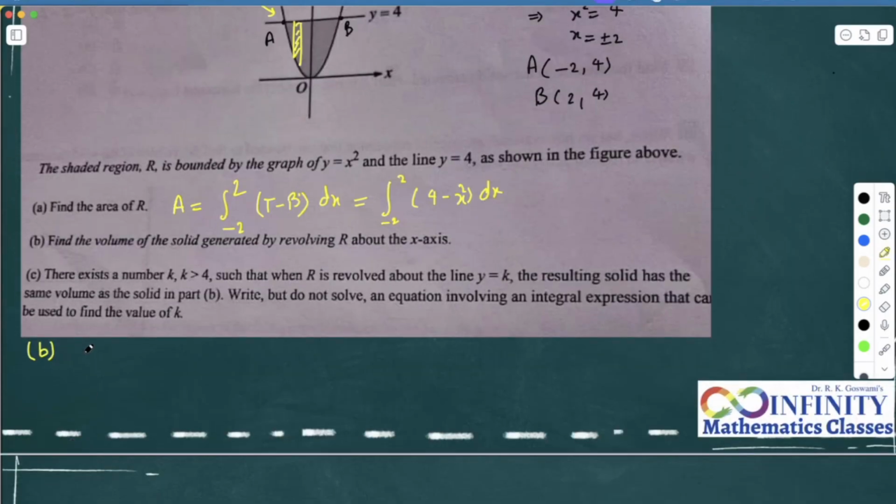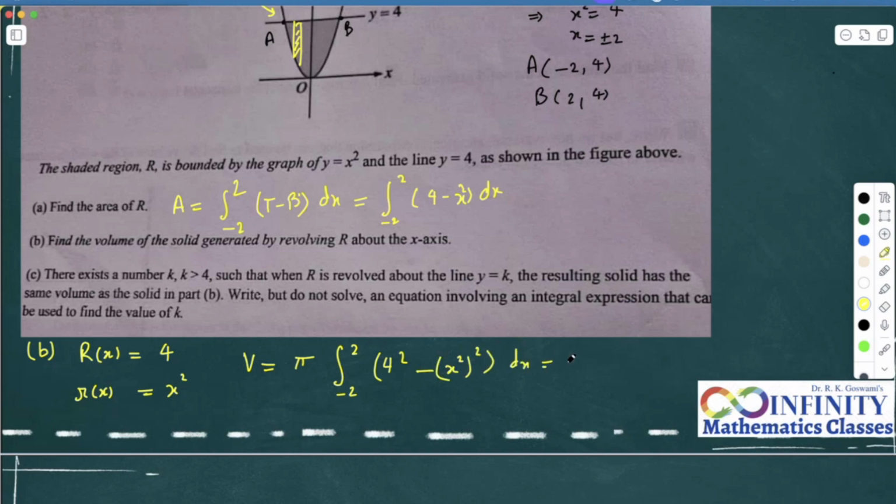I need my capital Rx and small rx to get the values because I'm going to rotate about the x-axis for the moment. What is my capital Rx? It is the same as 4. It is the distance from the x-axis. The top is AB. The distance from the x-axis is going to be 4. The small rx is x square. The washer method will give you pi integration from minus 2 to 2 of capital Rx square minus small rx square, so x square whole square.